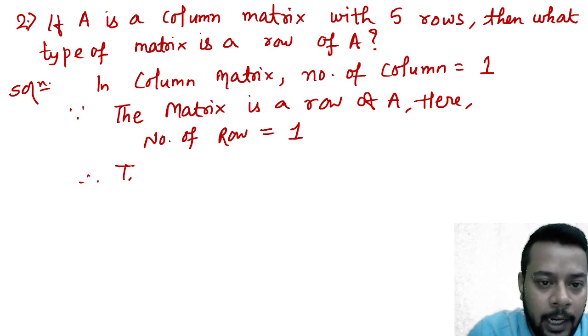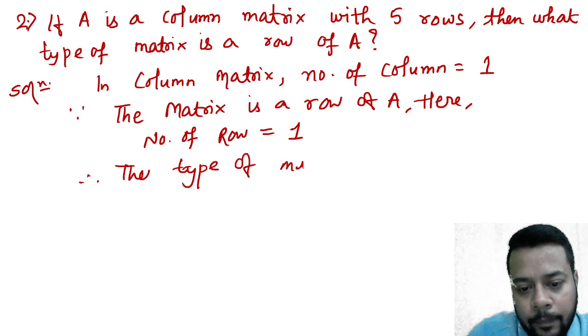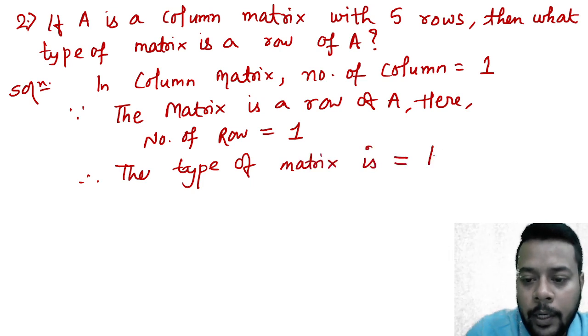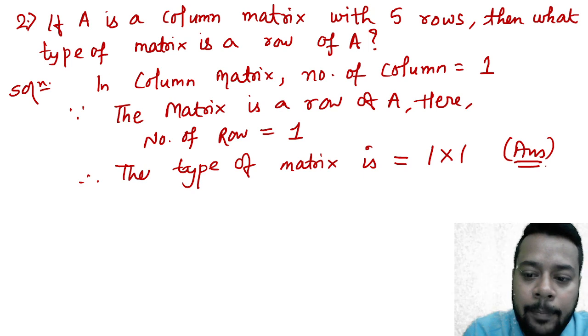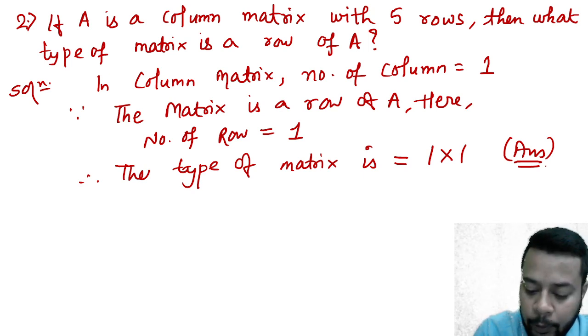Therefore the type of matrix is 1 by 1. Number of row 1, number of column 1. So required type of matrix here will be 1 by 1 only. Well, moving to the next question, number 3 now.